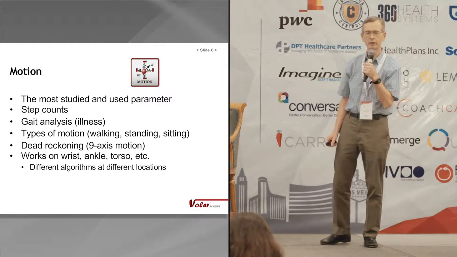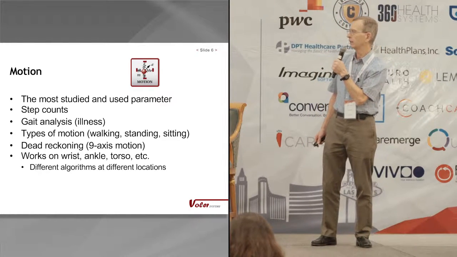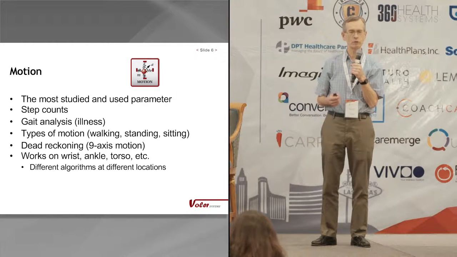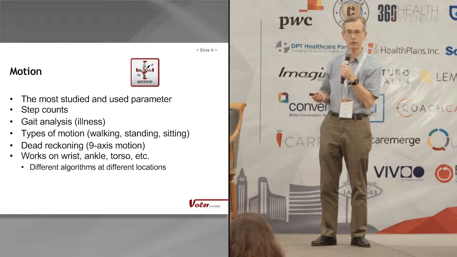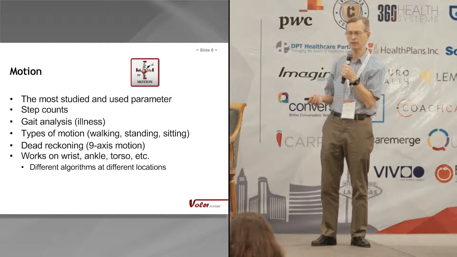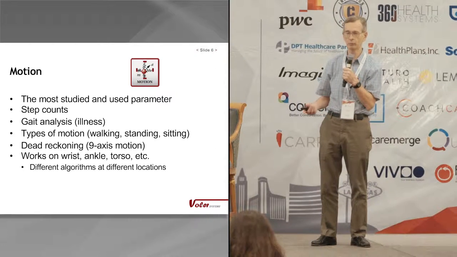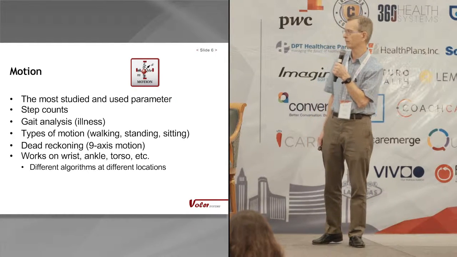So on to motion. Fitbit started out doing motion sensors a long time ago. They're well known. They can do step counts, obviously. There has been a lot of development in algorithms for motion sensors. So you can actually measure gait. And gait can indicate various types of illness or progression of illness. You can measure things like, are you walking or standing or sitting? And this can be a device on your wrist that's measuring whether you're sitting or what your gait is. It's very interesting. It's not obvious how that would work, but it does work.